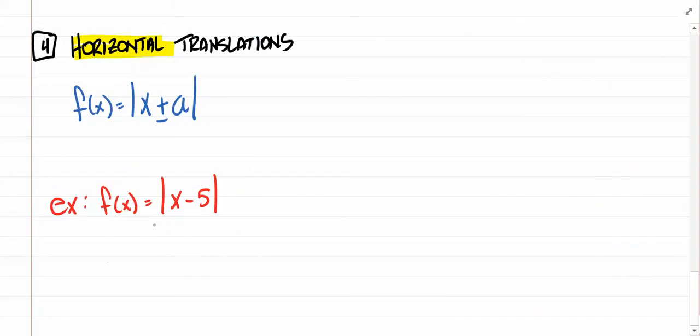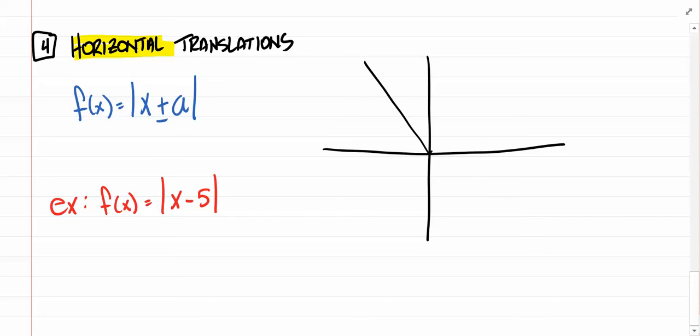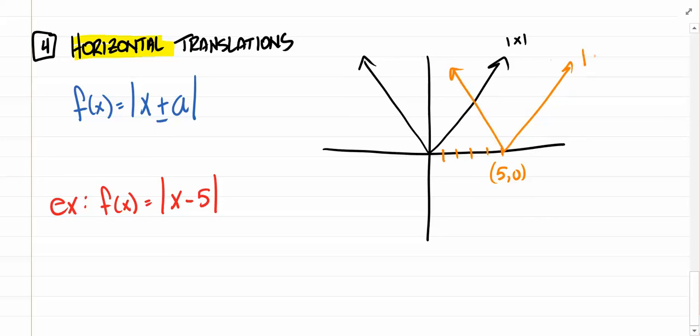So here we go, box 4, still horizontal translations. If I was going to graph this function as a quick sketch, I would make a coordinate plane. I would give myself the absolute value function right here, absolute value of x, and then I'd take a different color. Now I would go 5 units to the right: 1, 2, 3, 4, 5. So here would be the point 5, 0, and this graph would be the equation absolute value of x minus 5.